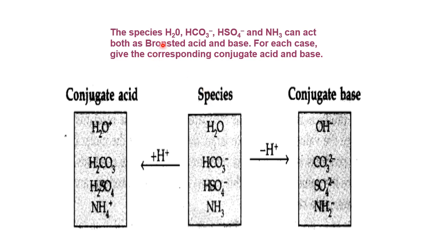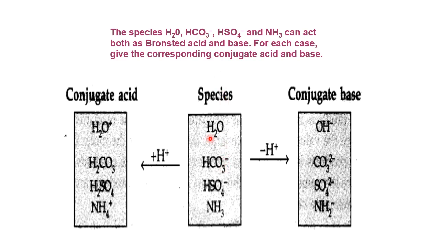The species water, bicarbonate ion, hydrogen sulfate and ammonia can act both as a Bronsted acid and a base. For each case, give the corresponding conjugate acid and base. So these species act as both Bronsted acid and Bronsted base. That means they are ready to accept a proton and donate a proton also. The question is, after accepting and giving, what do they become?